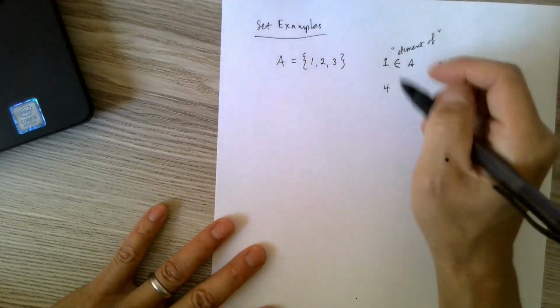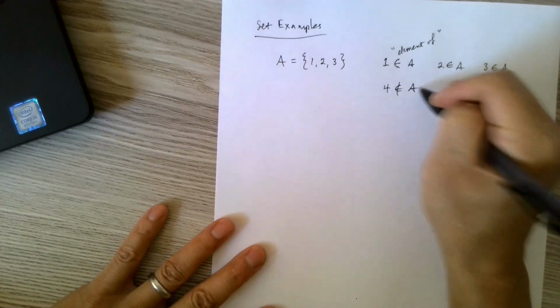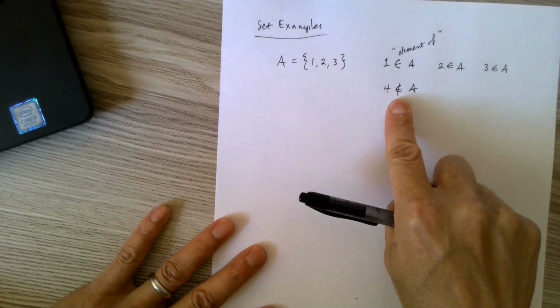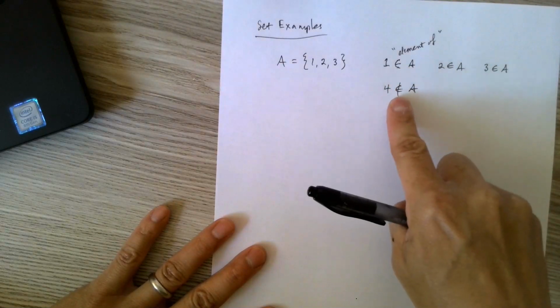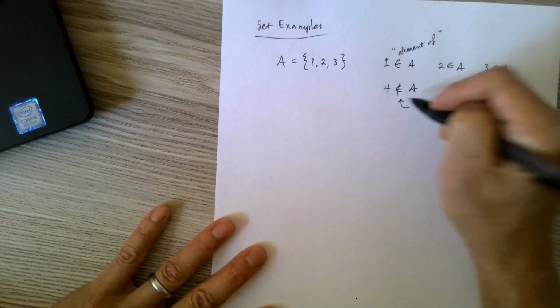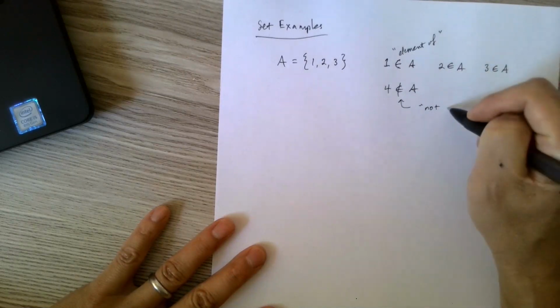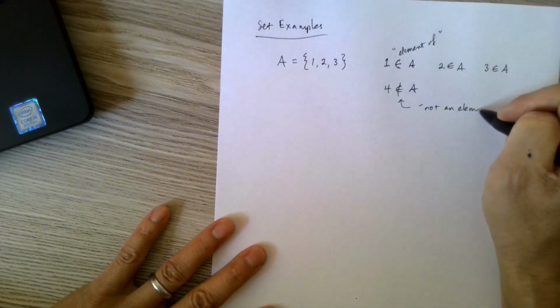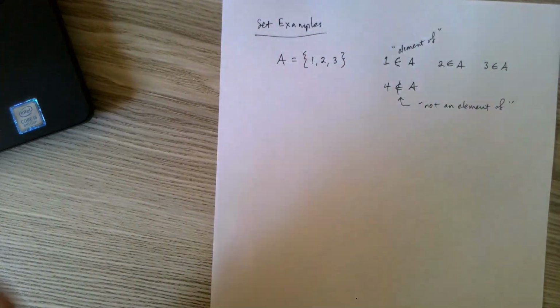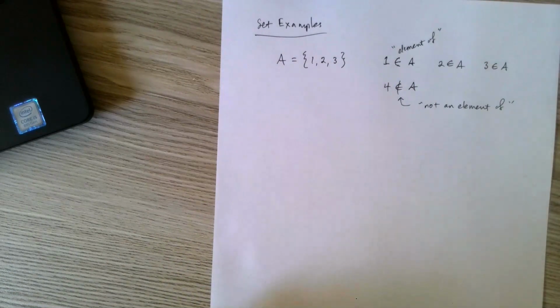But 4 is not an element of A. And I write that by writing the same symbol I wrote before, but with a slash through it. So that is not an element of. In general, in math, when you put a slash through something, that is how you express not in any situation.